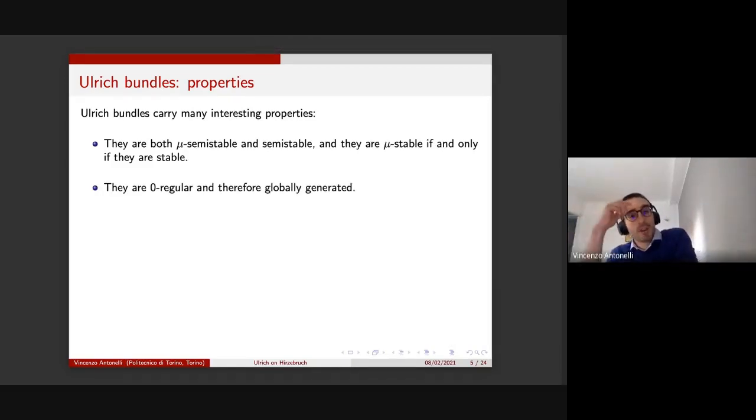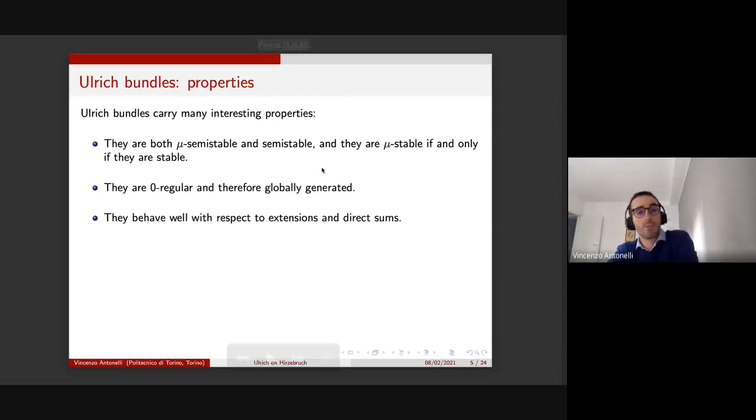Another interesting fact is that they are zero regular in the sense of Castelnuovo-Mumford, and they are globally generated. So they're generated by global sections. Another important property that I will heavily use during this talk is that they behave well with respect to extensions and direct sums. And by that I mean that if you have 2 Ulrich bundles, you take extensions, you land on an Ulrich bundle. And also if an Ulrich bundle can be decomposed as a direct sum of some vector bundles, they're also Ulrich. So we have this nice behavior.